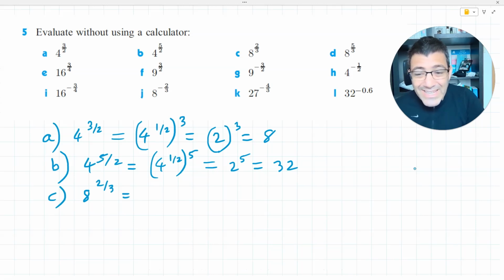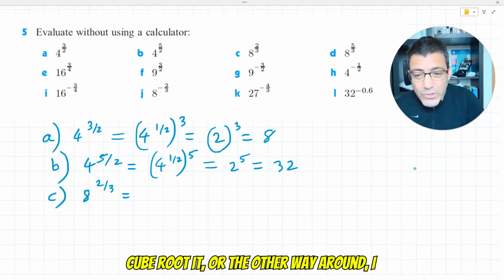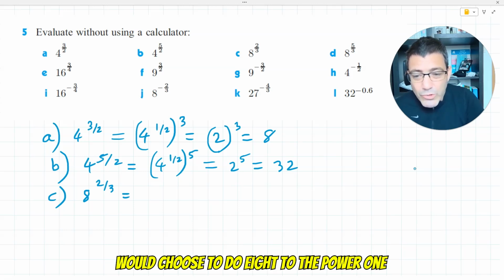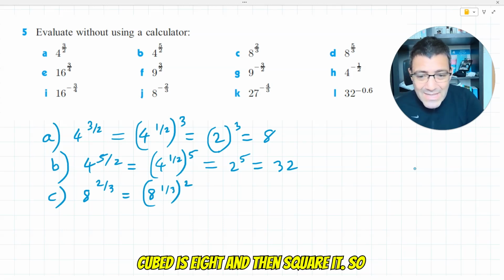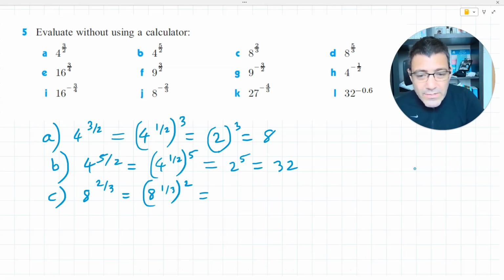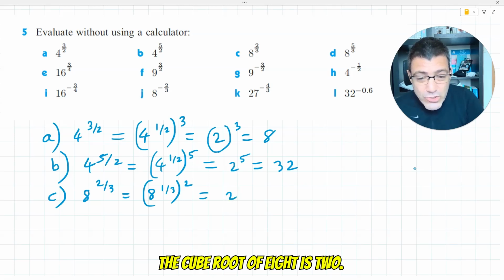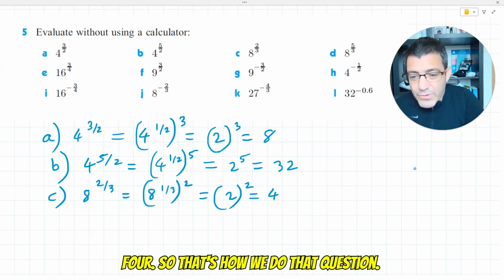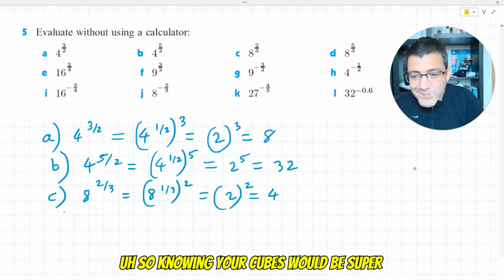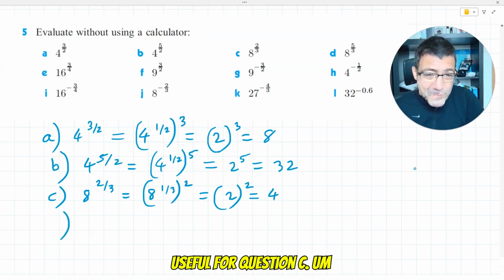So again, we can either square 8, which is 64, and then cube root it, or the other way around. I would choose to do 8 to the power 1/3 first, because that is 2. 2 cubed is 8, and then square it. So the cube root of 8 is 2. And then when we square this, we get 4. So that's how we do that question. So knowing your cubes would be super useful for question C.